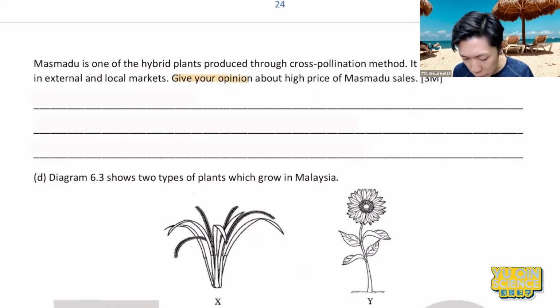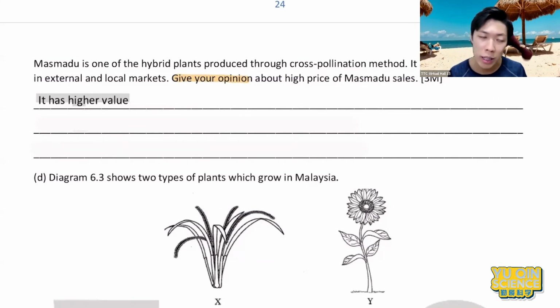Give your opinion about high prices. Oh, 3 marks, guys. Okay, first things first, this is not the original species. This is actually a cross between two types. Why is it sold at high prices? Because of the special characteristics. Because you have the best of all the characteristics. So I think 3 marks, right? We split it into 3 points. First, why high price? Because this type of hybrid gives you a higher value. They have better value in it. So boom, that'll be the first mark.